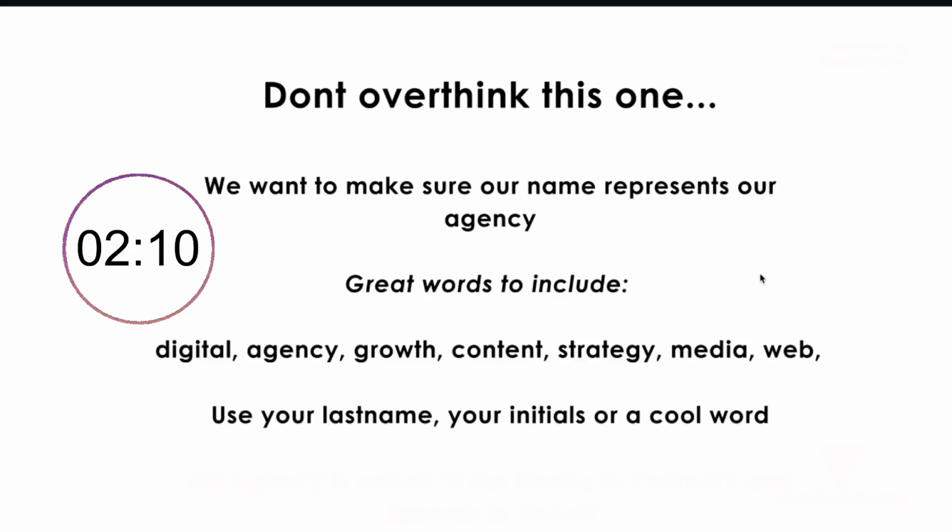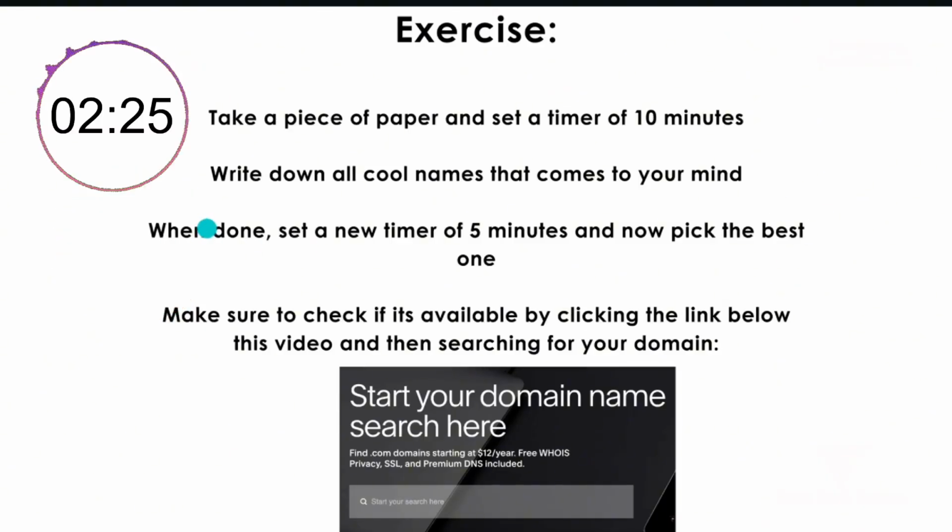So this is the exercise that we will be doing to make sure that you actually have a name that is available, and also do it in a way where you don't have to spend multiple days and sleepless nights and still can't find that name. So what I want you to do right now, after this video, is take a piece of paper and set a timer of 10 minutes. Write down all the cool names that come to your mind. Just everything. Brainstorm everything down. When the timer rings, set a new timer of 5 minutes this time. And now you have to pick out the best one. Maybe the best two, maybe the best three.